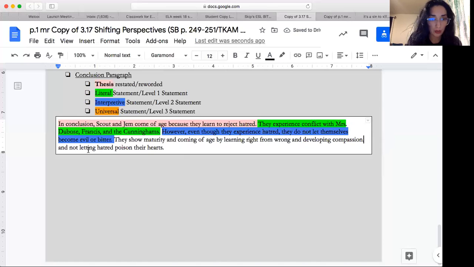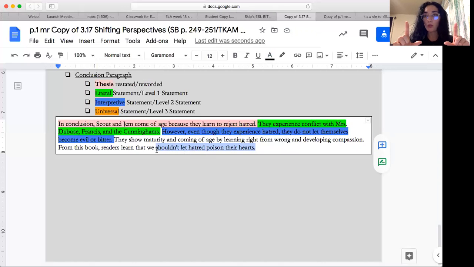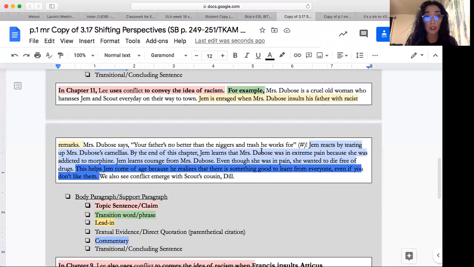And then we could say from this book, readers learn that we shouldn't let hatred poison their hearts. So now that's a universal statement, like that's something you could put on a fortune cookie that anybody could see. And even if they've never read this book, they would still have some kind of valuable lesson that they can apply to their lives. Okay, you guys, so hopefully that helps.